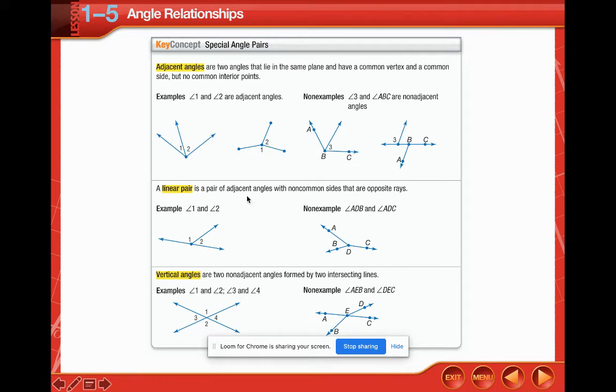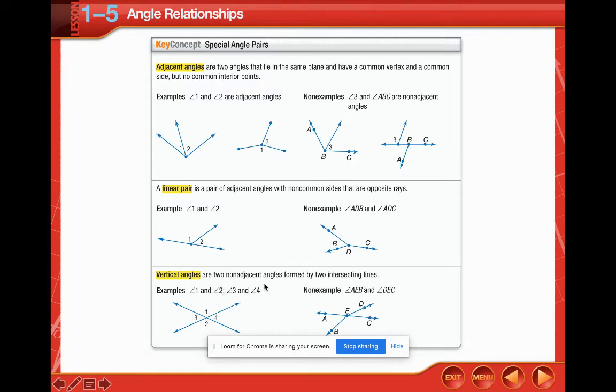A linear pair is a pair of adjacent angles next to each other with non-common sides that are opposite rays. They share a side. This is a common side. What side don't they share? They don't share this side, and that's an opposite ray. It's a straight line. Essentially, you have a straight line and two angles coming off that straight line. As you can see, there's no straight line here. If AC was straight, this angle and this angle would be a linear pair, but it's not straight.